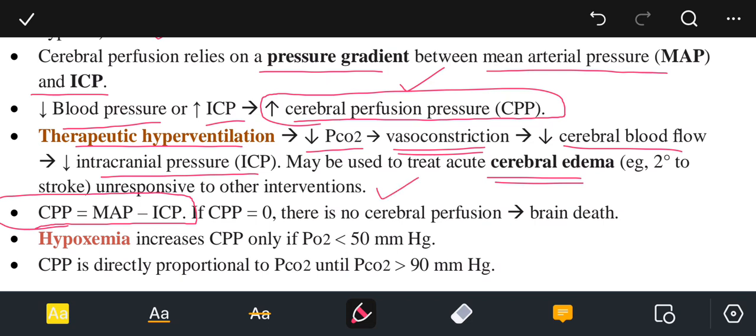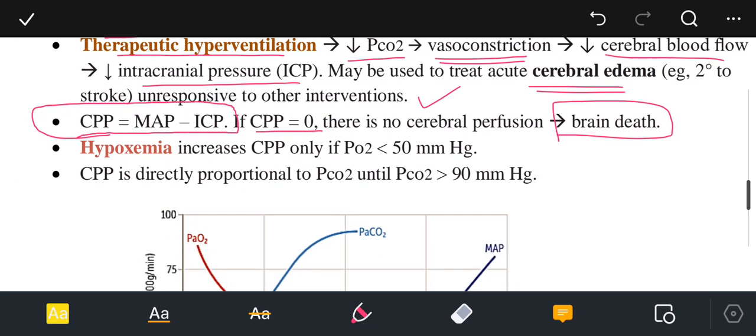Cerebral perfusion pressure is equal to mean arterial pressure minus the intracranial pressure. If the cerebral perfusion pressure is equal to 0, there is no cerebral perfusion, which will lead to brain death. Hypoxemia increases the cerebral perfusion only if the PO2 is less than 50 mm of mercury. Cerebral perfusion is directly proportional to the PCO2 until the PCO2 is more than 90 mm of mercury.